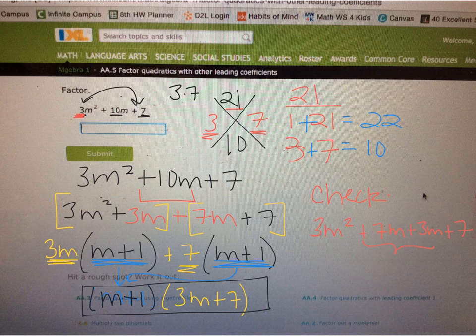We can go ahead and combine like terms so that our resulting trinomial will be 3m squared plus 10m plus 7. If you look at the original problem, this one does match it.